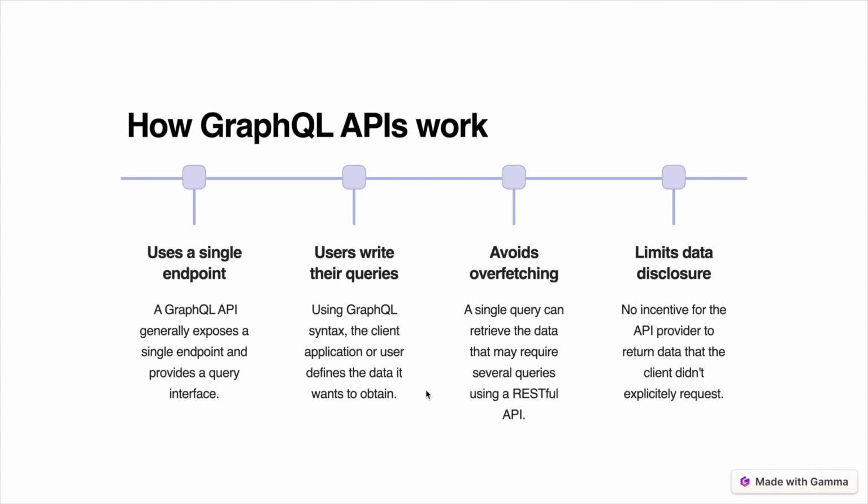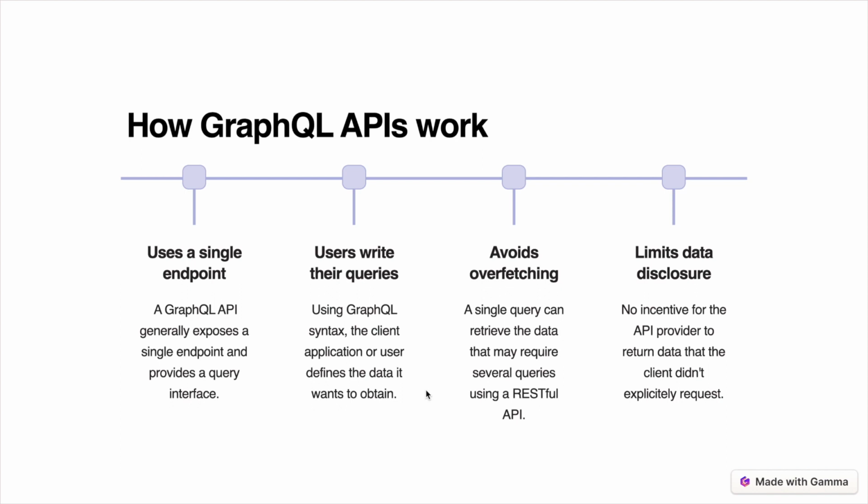All queries will generally go through one single endpoint, and some APIs will also provide an interface, usually on a separate endpoint, that you can use to write and send your queries directly from your browser. So you can type in a query specifying what you want, and you get a single response with the data you requested. So you're not tied to what such or such endpoint is able to bring back.